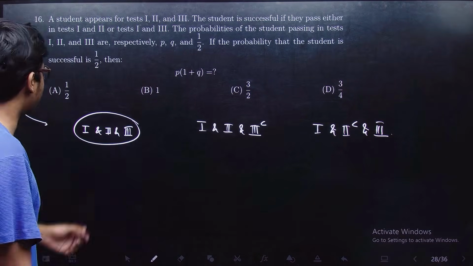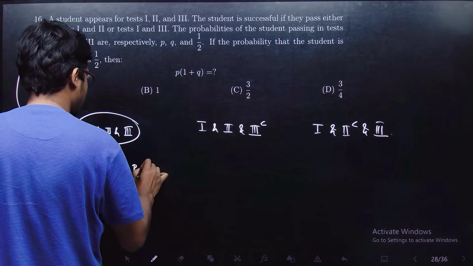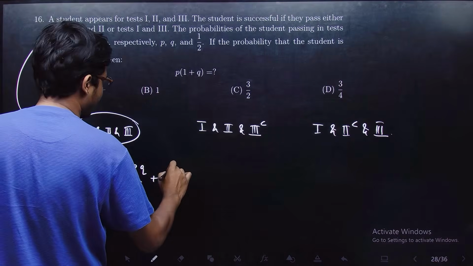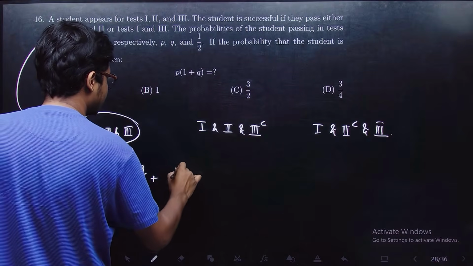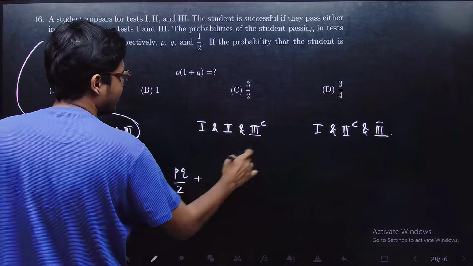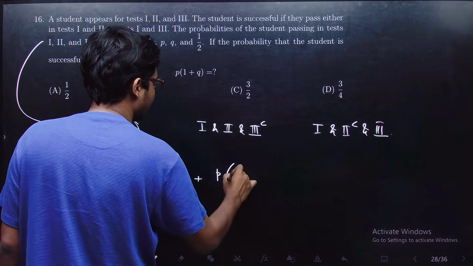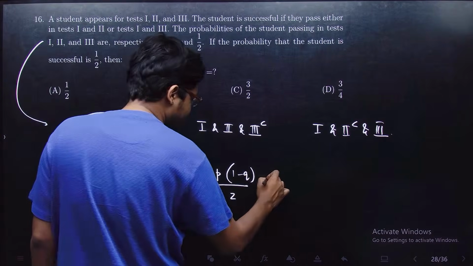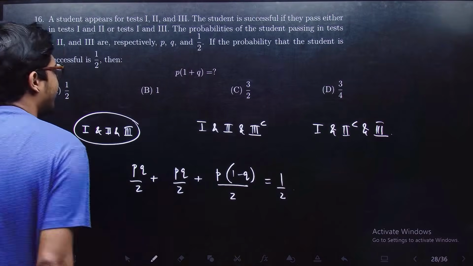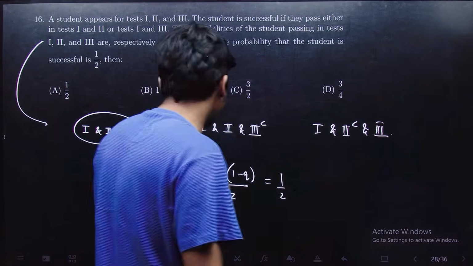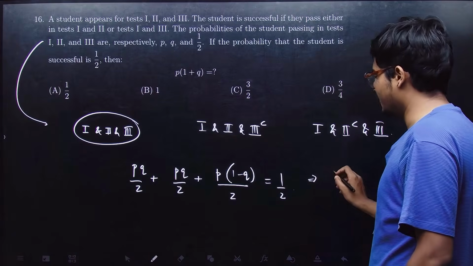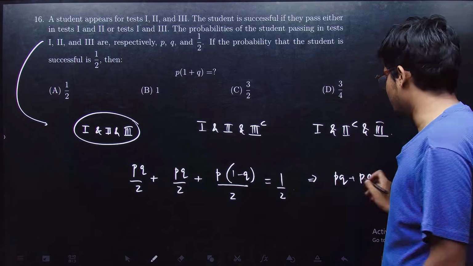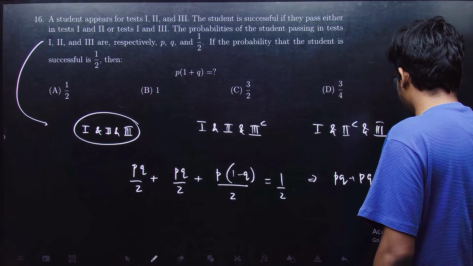So the probability of the first one is PQ times half, so PQ by 2, plus this is going to be PQ times half minus half, so again PQ by 2, plus this is going to be P times 1 minus Q by 2, right? And this entire expression is equal to half, we know, right? So if I add these 3 terms together, what will I get? This implies that PQ plus PQ plus P minus PQ is equal to 1.